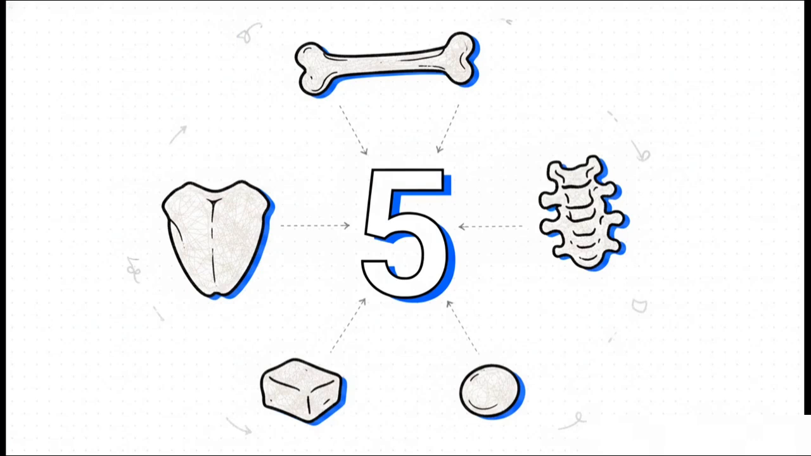So if you guessed the number 5 earlier, you hit the nail right on the head. Out of the hundreds of bones spanning from your head all the way down to your toes, you really only need to remember 5 distinct shape categories. That's it, just 5. Let's look at the very first one.